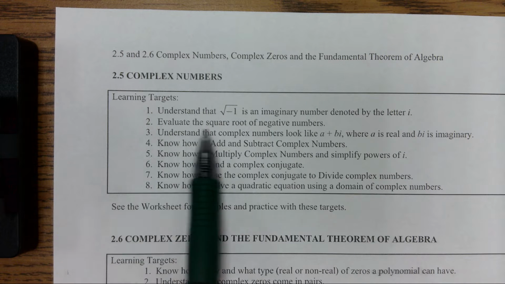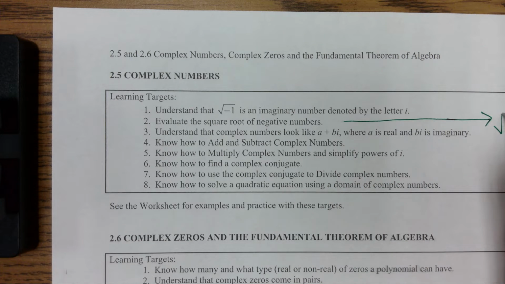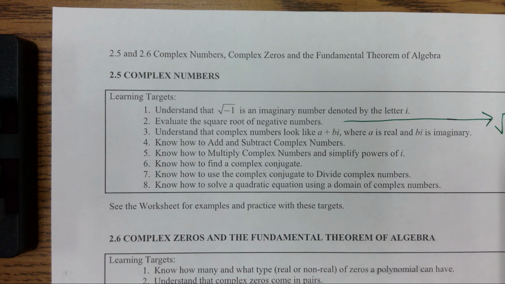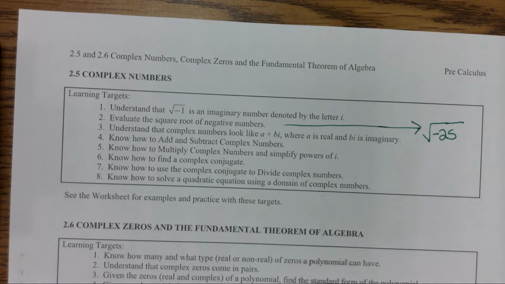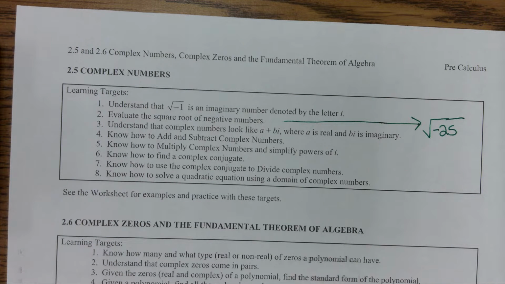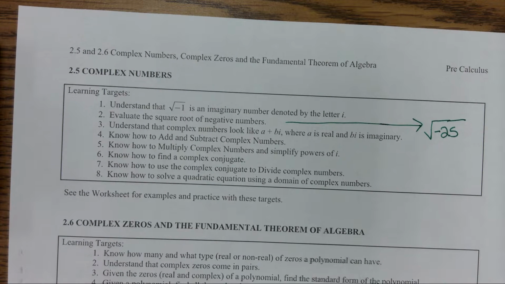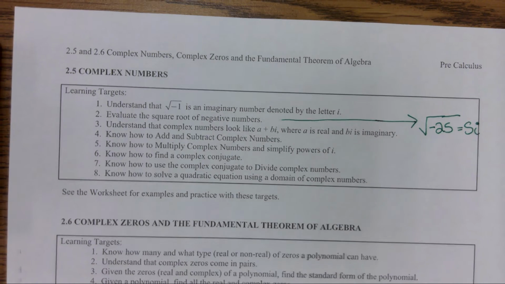Square root of negative numbers, just a reminder, like if I saw the square root of -25, how could I write that as a complex number? What would that be? 5i. Okay, so today we're going to see some things that are complex again.